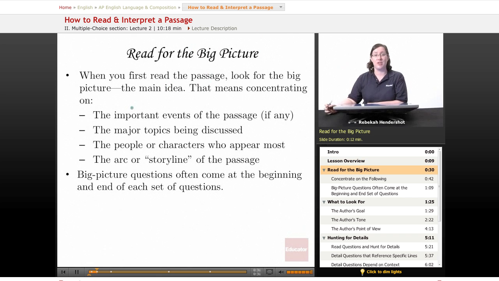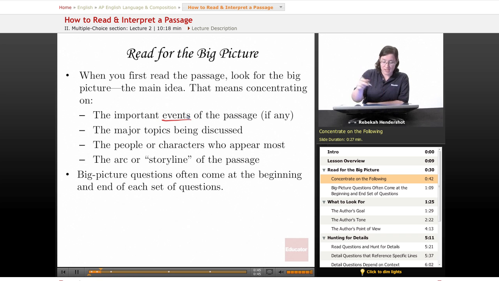All right, to begin with, read for the big picture. When you first read the passage, and if you saw our last lesson, you know you read the passage before you read the questions, look for the big idea, the main idea, the gist of the passage. That means you concentrate on the important events of the passage, if any. If it's a narrative, talk about the big stuff that happens. The major topics being discussed, things that the author seems to go on and on about. The people or characters who appear most. And finally, the arc or storyline of the passage.